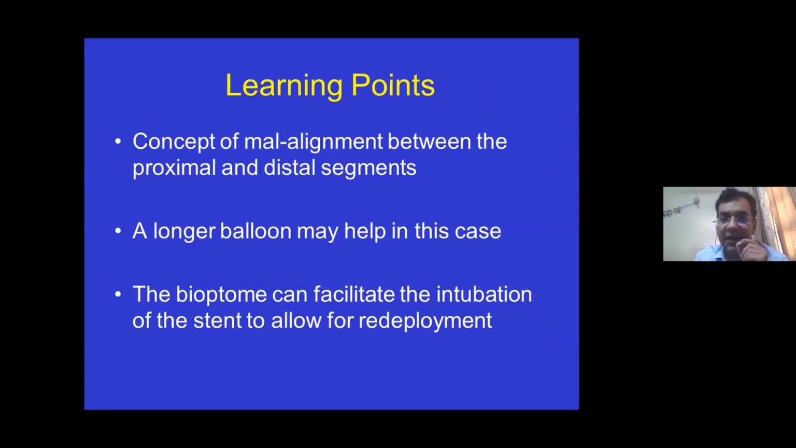So this particular case highlights the concept of malalignment between the proximal and the distal segments. As we see a patient of coarctation and decide what we have to do, we must always look at this malalignment, because this itself can cause problems, as happened in this particular case. If there is a malalignment, it's always a good idea to use a longer balloon or maybe a longer stent that can help to tide over this. And a bioptome can facilitate the intubation of the stent for deployment in the appropriate place, but never try to use a bioptome to pull the stent, because you will end up causing more damage.